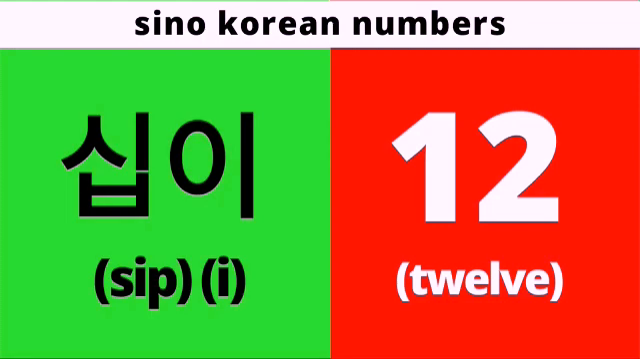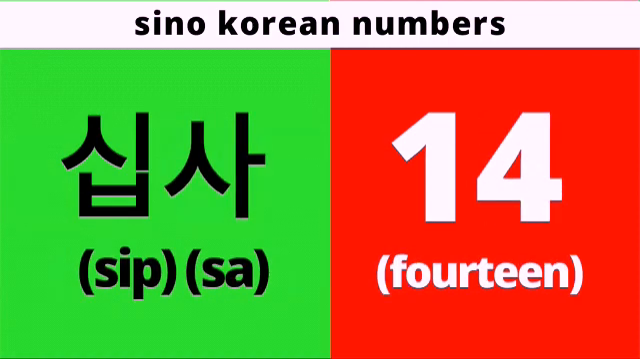Take, for example, number 12. The Sino-Korean version of number 12 is ship E. Ship means 10 and E means 2. Take note that the principle is ship plus E. So 10 plus 2, it's 12. This also applies to other numbers from 1 to 9. Ship Il, ship E, ship Sam, ship Sa, and so on.